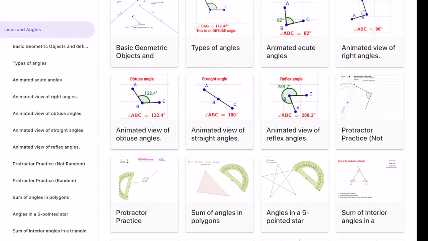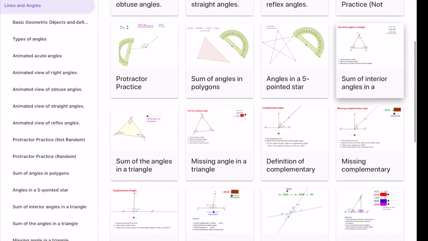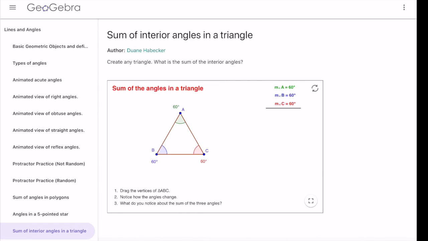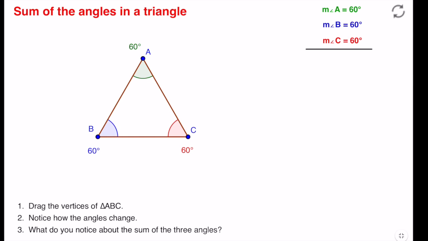Okay, moving on. There's some more fun things we can look at. I'll scroll down here. Sum of interior angles in a triangle. Well, this is a good review of what angles in a triangle are. And in this case, we have an equilateral triangle. How do I know that? Because all the angles are the same. And for all angles to be the same, then all the sides of this triangle also have to be the same. And that I know by experience.